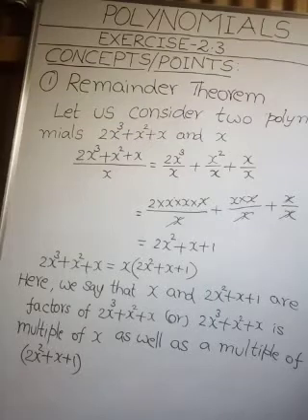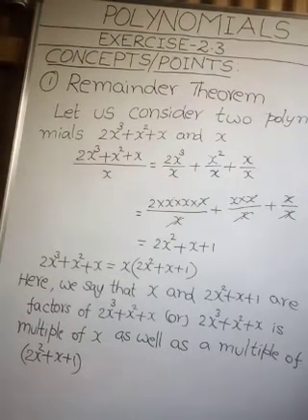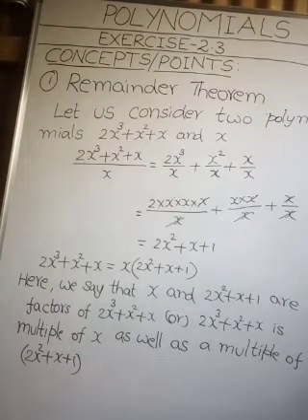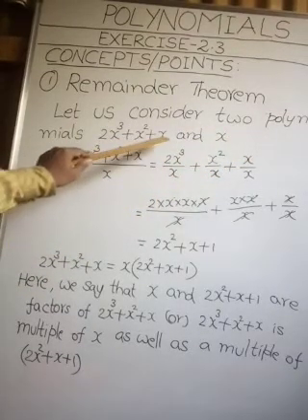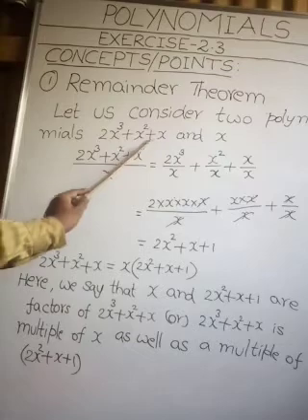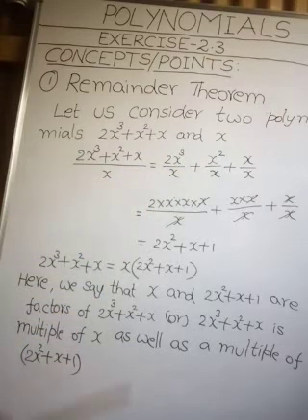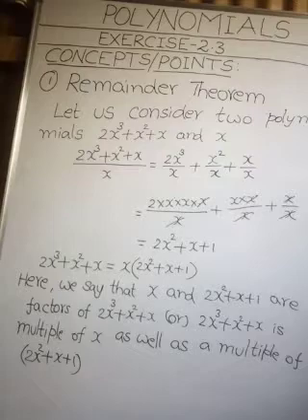Now let us apply the same concept on polynomials. We have discussed the division concept on numbers. Let us apply the same concept on polynomials. Let us consider two polynomials, 2x cube plus x square plus x, and x. Especially this is a monomial, because there is one and only one term. So it is a monomial.